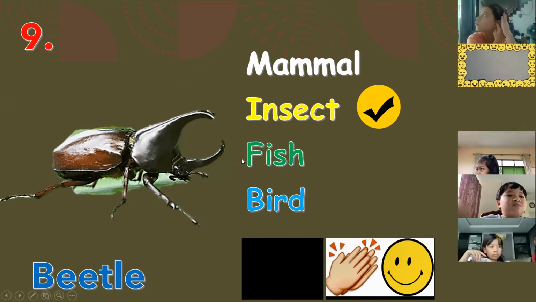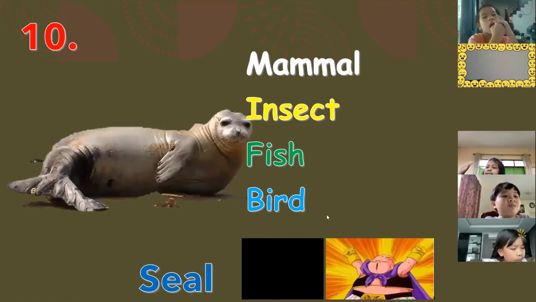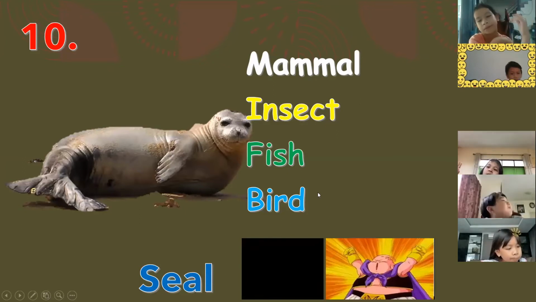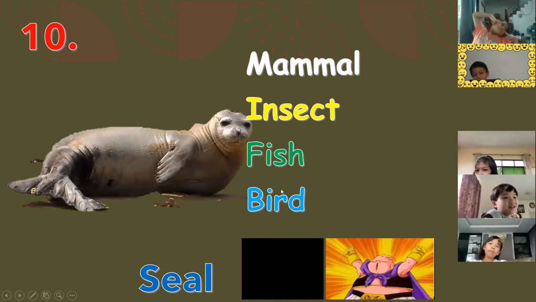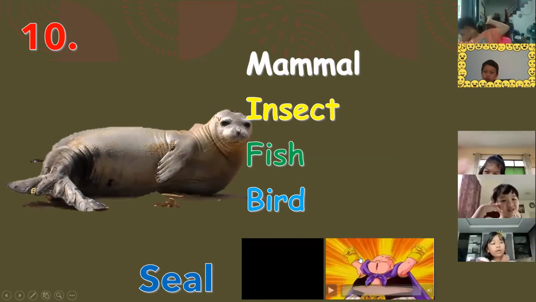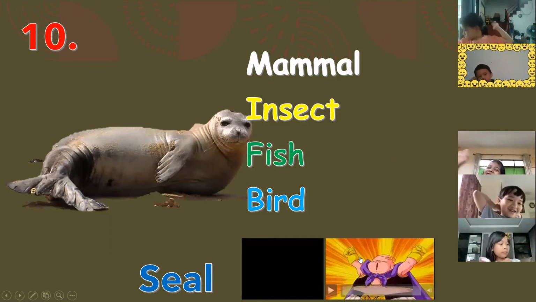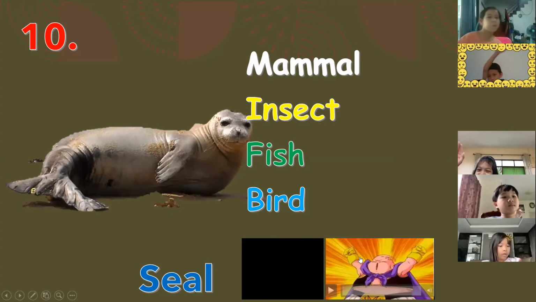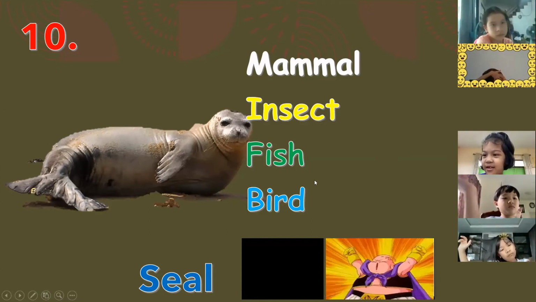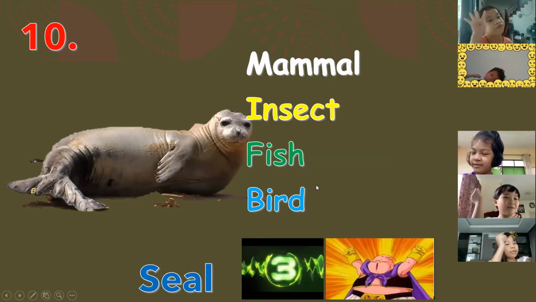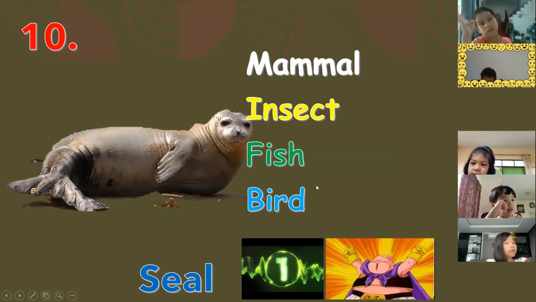Number 10 is Save. Yeah, this is for you, Save. Last one: mammal, insect, fish, or bird? What is your answer, girl? Kanta Pat is there, but let's see if your answer is correct. Okay, Kanta, Save, do you want to answer or not? I think Save doesn't want to, so let's proceed to Kanta Pat. What is your answer? Mammal. Let's see. Five, four, three, two, one.